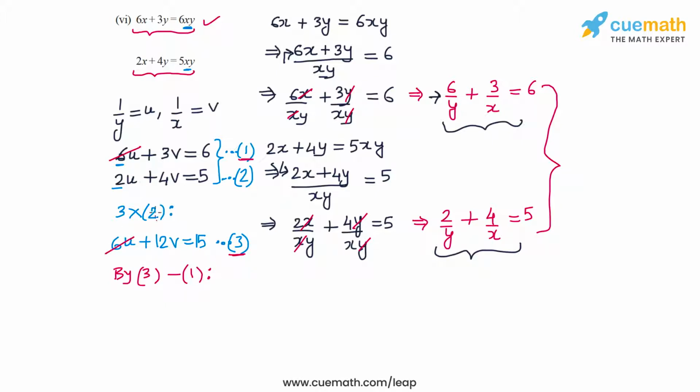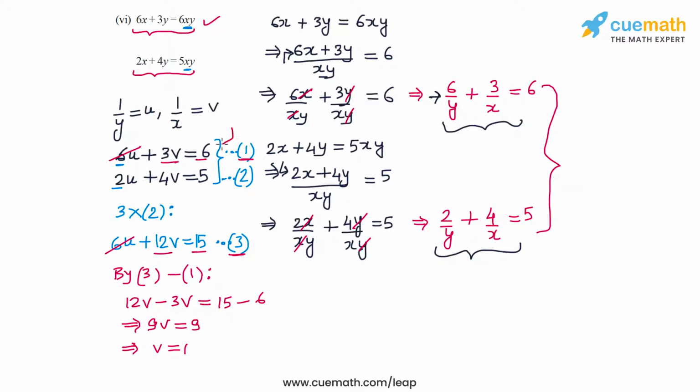So I can do 3 minus 1, and that will eliminate the terms in u. The 6u terms will cancel out, and on the LHS I will have 12v minus 3v, and on the RHS I will have 15 minus 6. So this means that 9v is equal to 9, or v is equal to 1. So we get v is equal to 1, and now let's substitute this value of v into any of the equations to get the value of u.